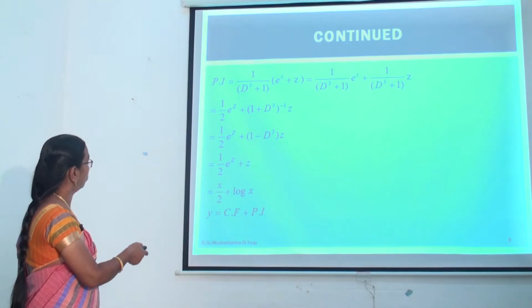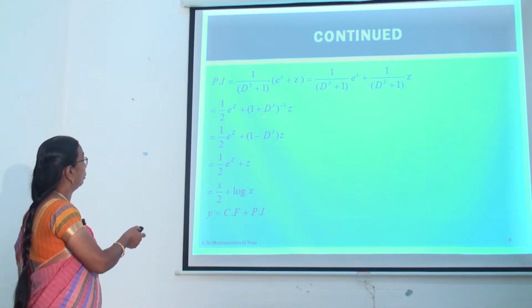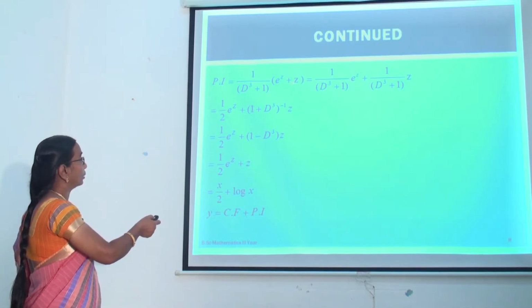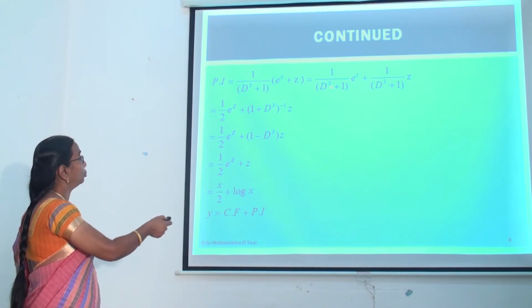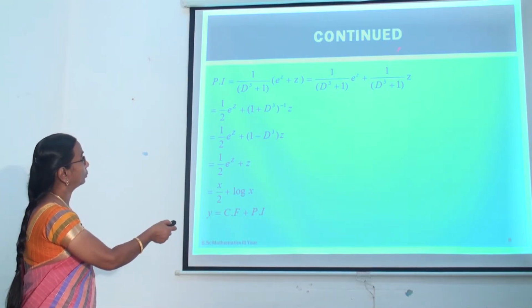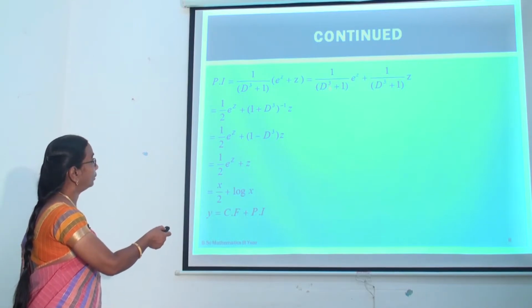Next we can find the particular integral. For the particular integral you must take 1 by (D cube plus 1) into the right hand side value, that must be e power z plus z. Now splitting this into two terms, it will become 1 by (D cube plus 1) e power z plus 1 by (D cube plus 1) of z. We are applying this operator on e power z. We are not finding the product, remember.